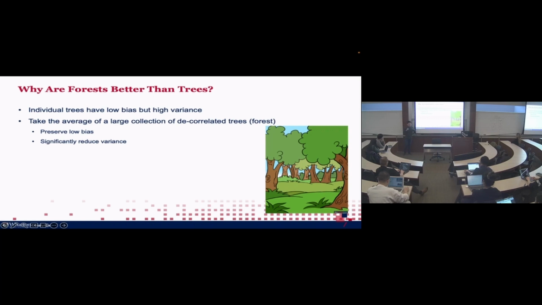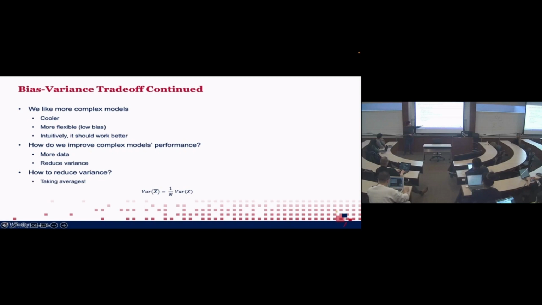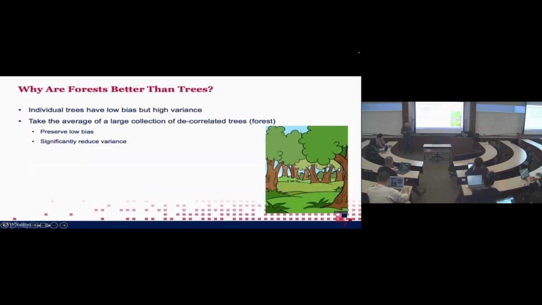This property, this formula, only holds for IID draws from the population. So we want to reduce the correlation between trees so that the formula I just showed you still holds. By building this large collection of decorrelated trees, we preserve the low bias property of decision trees, and at the same time we significantly reduce variance by a factor of 1/n. That's a significant reduction. That's why random forest usually performs significantly better than individual decision trees.